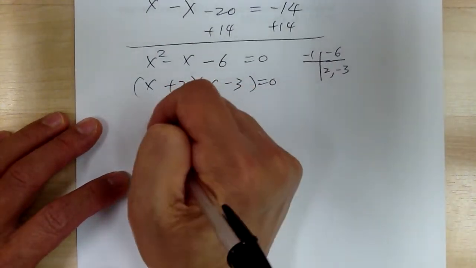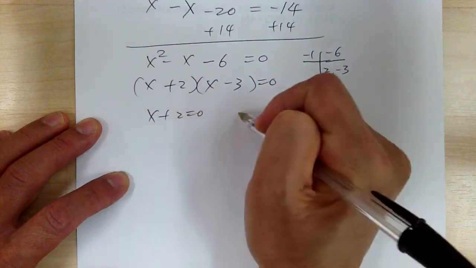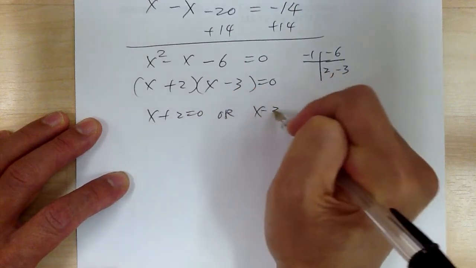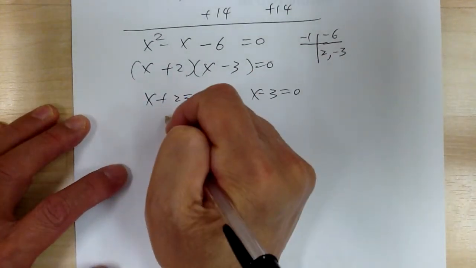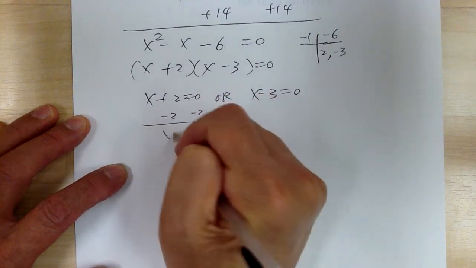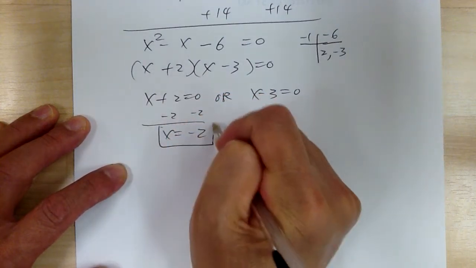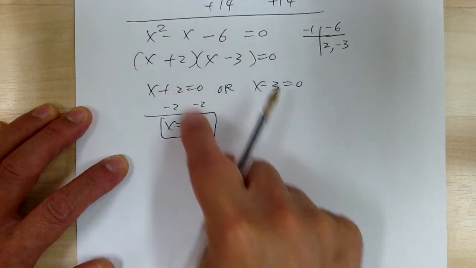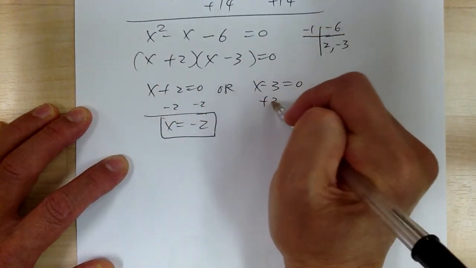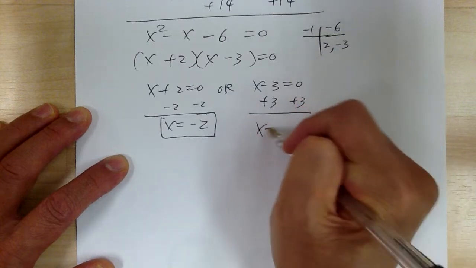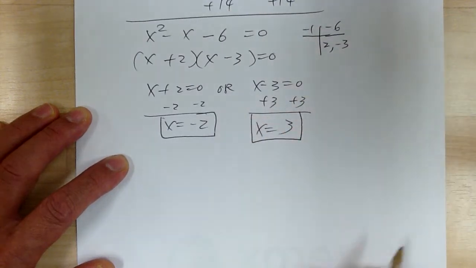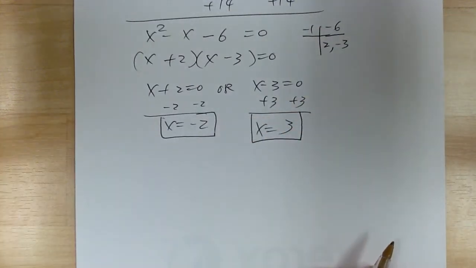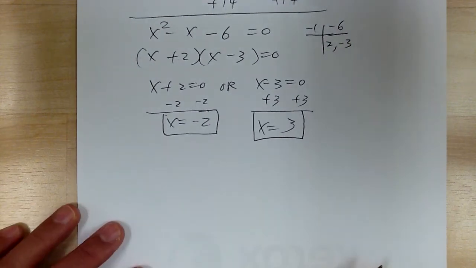And then you set it equal to 0. So x plus 2 equals 0, or x minus 3 equals 0. Then you minus 2 on both sides, so x equals negative 2. Now if you notice, if there's no number in front, the answer will be just the opposite, right? So plus 3 on both sides, so x equals 3, and that's your answer. Okay, now let's go to example 8.